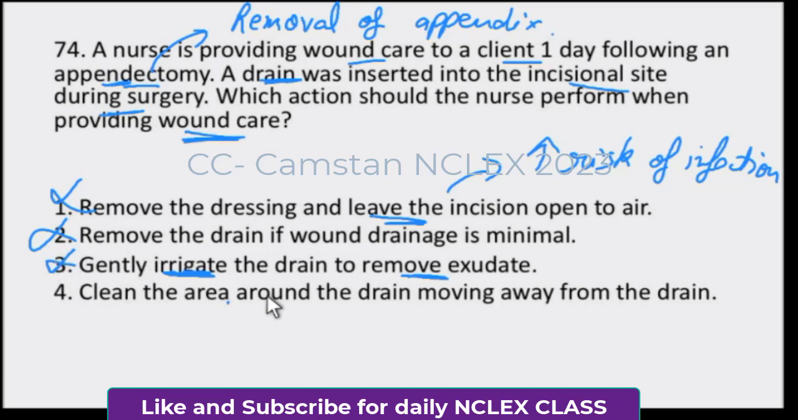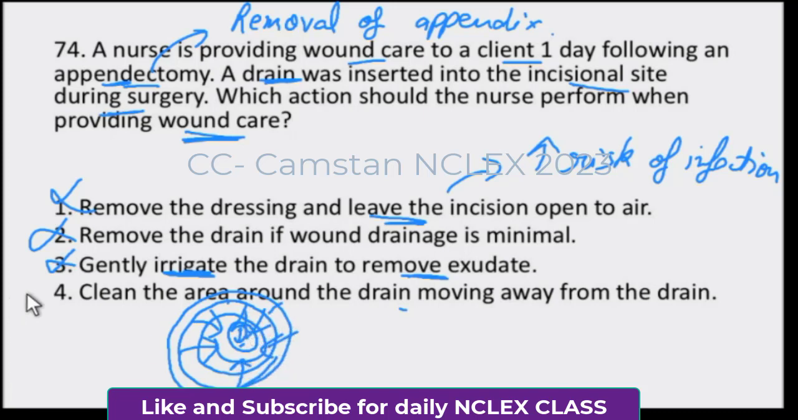Fourth one is clean the area around the drain, moving away from the drain, right? So the nurse should gently clean the area around the drain by moving in a circular motion away from the drain. Just look here, if it is a drain, so the nurse should clean the area in a circular manner, and moving away from the drain, so that the infection can no longer go into this, so it prevents the risk of infection, right? So the correct option is the fourth one, that is cleaning the area around the drain while moving away from the drain in a circular manner, right?